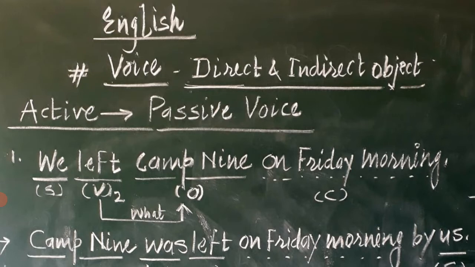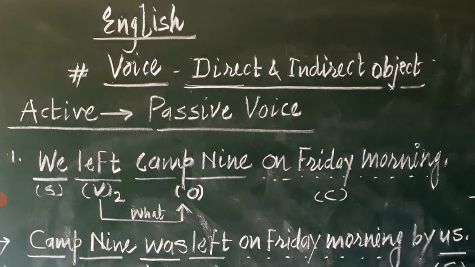In our earlier video, we learned the basic idea of how to identify an assertive sentence from both active as well as passive voice points of view. In today's topic, we are going to learn how to identify the direct and indirect object of a given sentence and how to convert an active sentence into a passive construction. Let us take the first example.